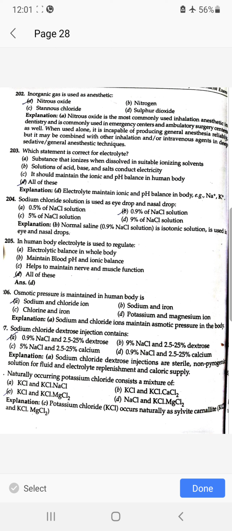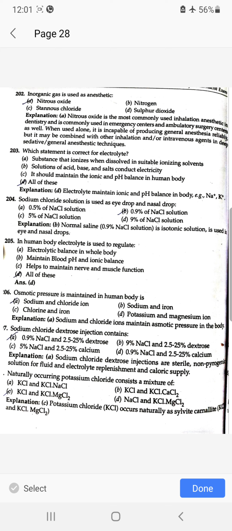Which statement is correct for electrolyte? Electrolyte is a substance that ionizes when dissolved in suitable ionizing solvents. Solutions of acid, base and salt conduct electricity. It should maintain the ionic and pH balance in the human body. All of this. Sodium chloride solution used as eye drop and nasal drop is 0.9% NaCl solution.